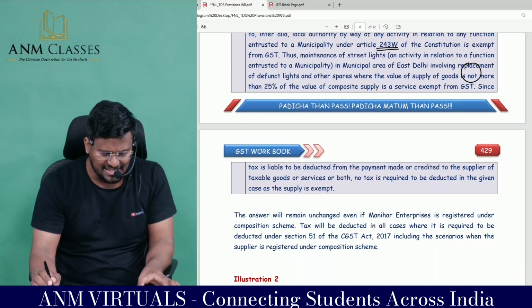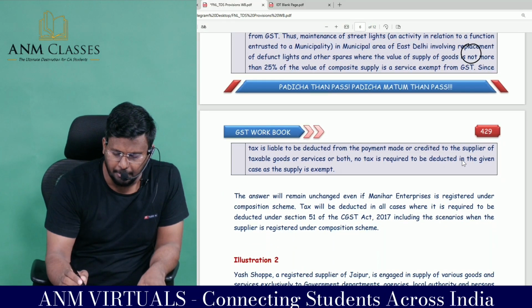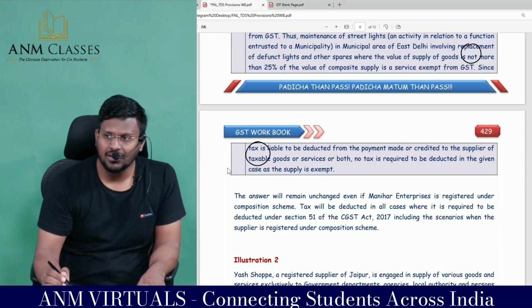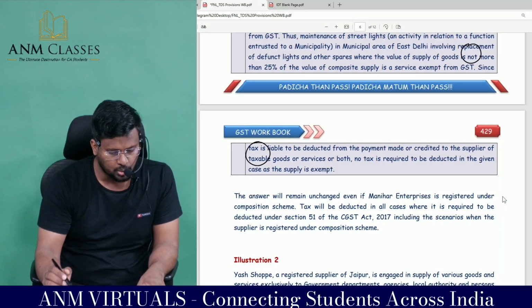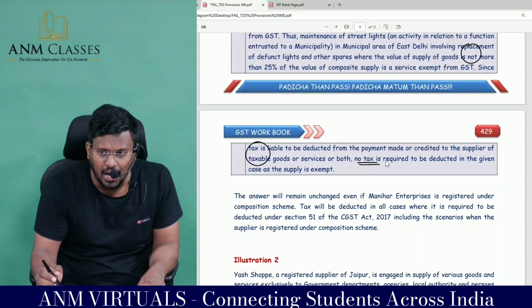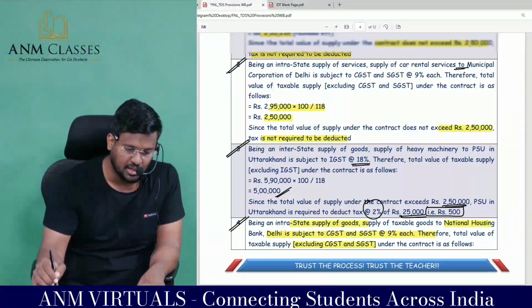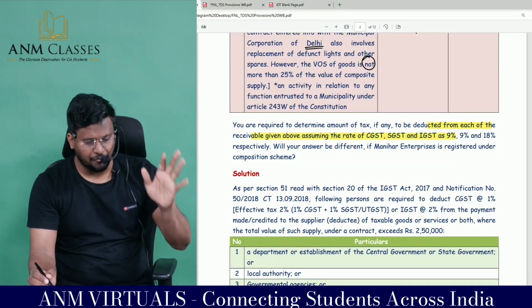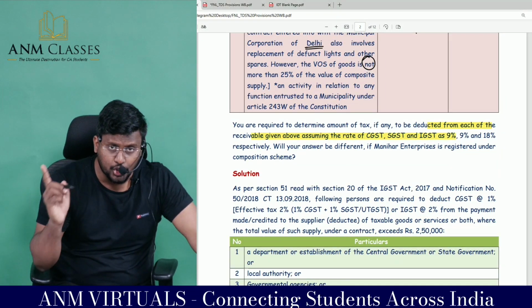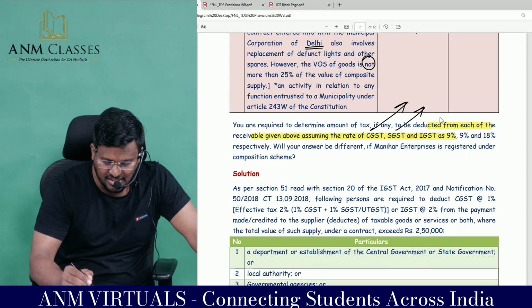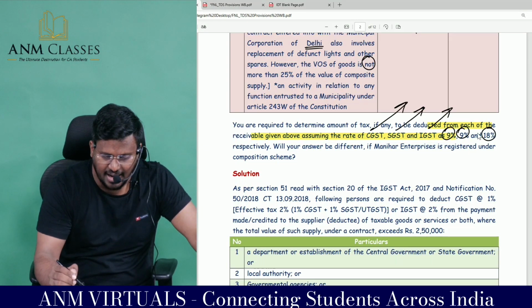Sir, since tax is liable to be deducted from payment made or credited to the supplier of taxable goods or services or both, no tax is required to be deducted in the given case as the supply is exempted. Comfortable, sir? What they want? You are required to determine the amount of tax, if any, to be deducted from each of the receivables given above, assuming the rate of CGST, SGST and IGST at 9, 9 and 18.